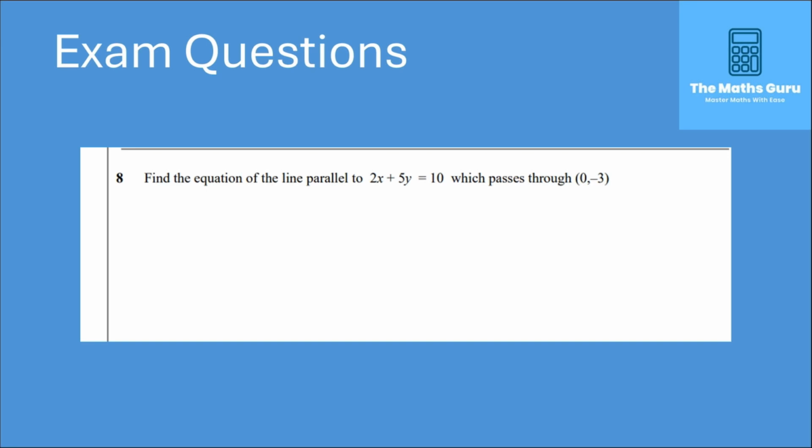So the question tells us to find the equation of the line parallel to 2x plus 5y equals 10, and it passes through the coordinates (0, -3).